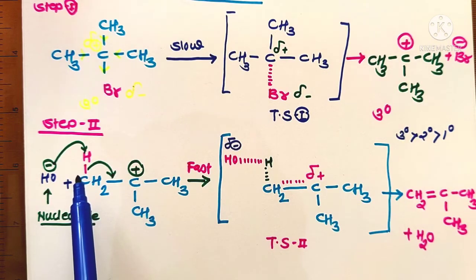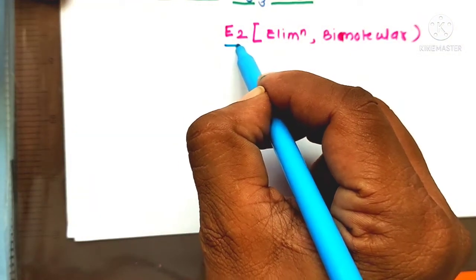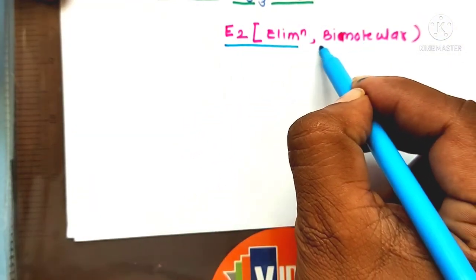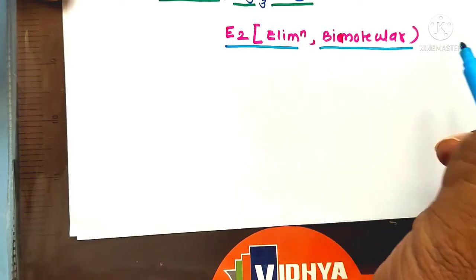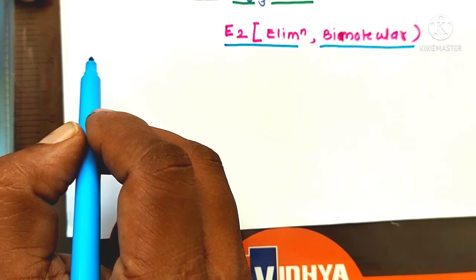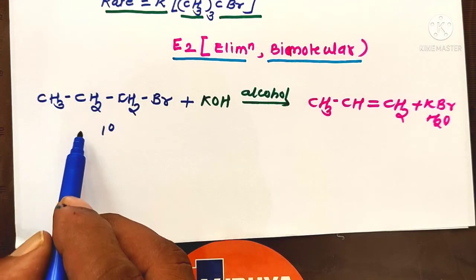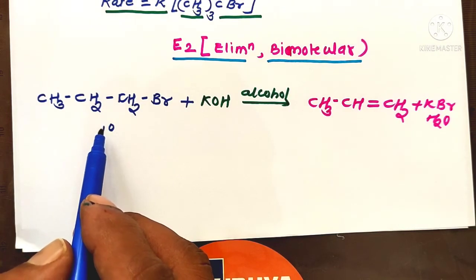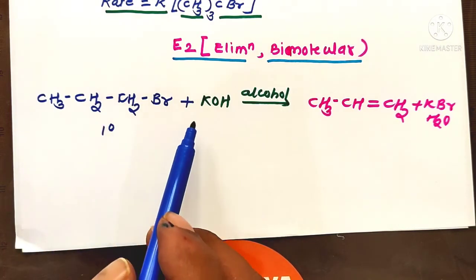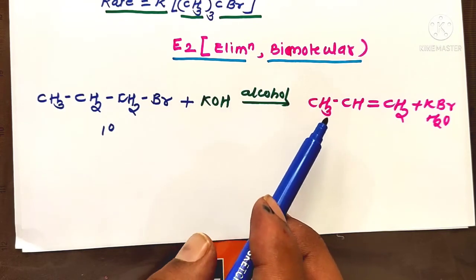In the second step, the reagent molecule attacks to form the final product. E2 reaction, elimination bimolecular reaction. In the rate determining step, two molecules participate, that is the reacting molecule as well as the reagent molecule. In the E2 reaction, the nature of the substrate is the primary highlight. Therefore, both the reactant and reagent molecules react simultaneously to form the final product of these reactions.